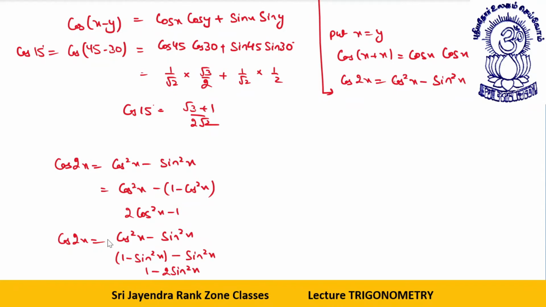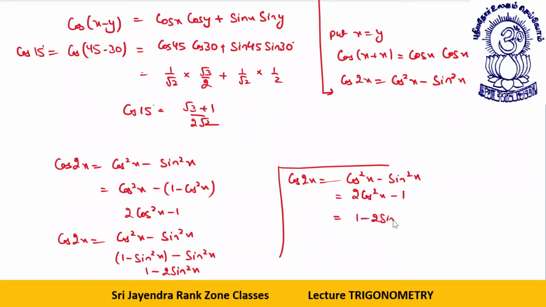What are the three formulas? Cos 2x is equal to cos square x minus sin square x. I write in a box: cos 2x is equal to cos square x minus sin square x, 2 cos square x minus 1, 1 minus 2 sin square x. Fine? Clear to everyone? Okay.